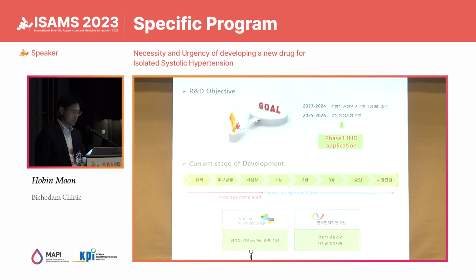Along with successful phase 2 clinical trials, the application for phase 3 IND is a priority milestone, and our ultimate aim is to develop an effective and safe treatment for isolated systolic hypertension. For this successful end, we will do our best together with great researchers such as NICOM and KIOM.